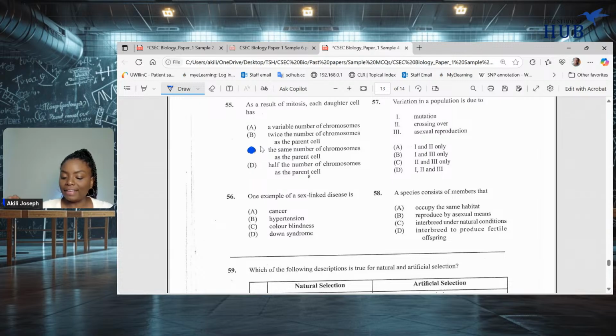56, one example of a sex-linked disease is deja vu. C.